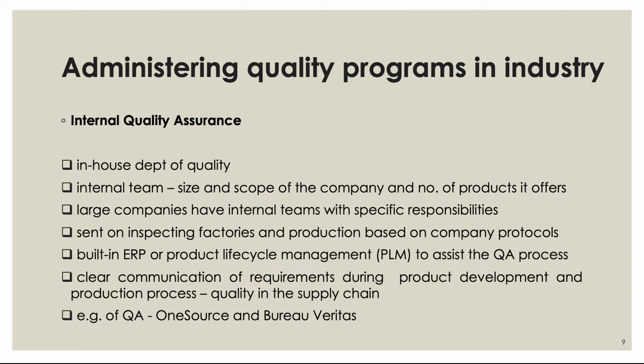And not just this, in addition to all of the systems that are used in the production process, there are also specific products that are used in quality assurance. Some of them, for example, would be OneSource and Bureau Veritas. These are designed to provide a sort of holistic overview of quality assurance, which will include testing, inspections, and factory audits.